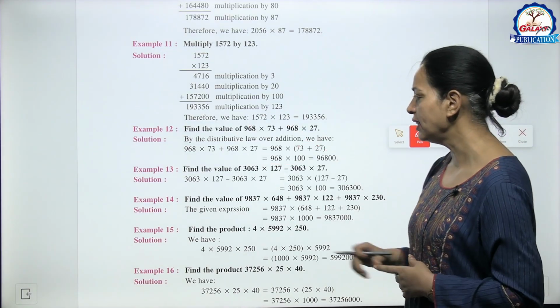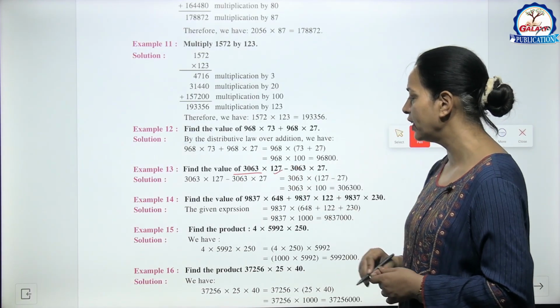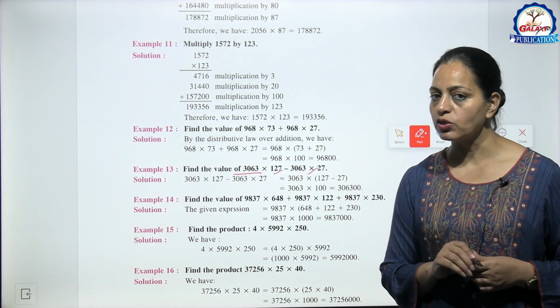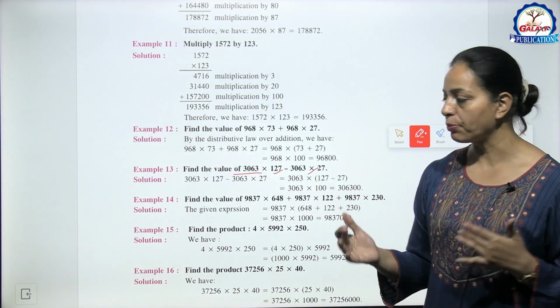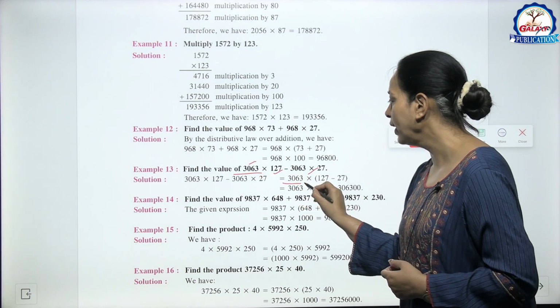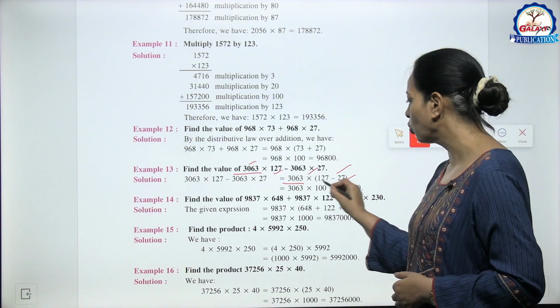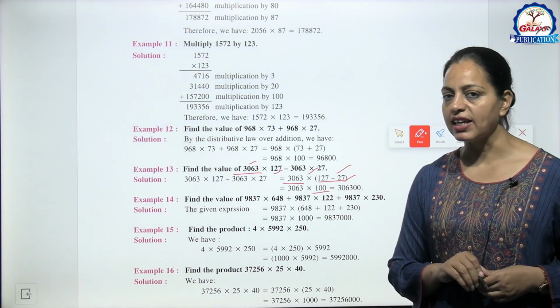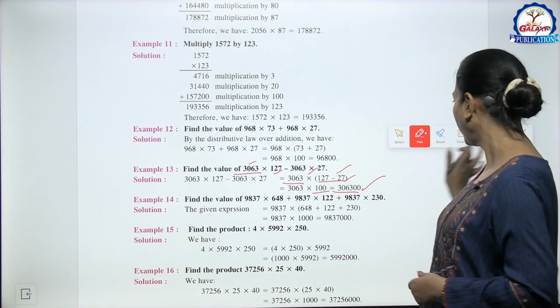Now example 13. Find the value of 3063 into 127 minus 3063 into 27. So distributive law over subtraction. ये कॉमन नंबर ले लेंगे, ब्रैकेट में 127 माइनस 27, दोनों को माइनस करेंगे. दिस इज 100. सो नाउ मल्टीप्लाई. दिस इज द आंसर, राइट?